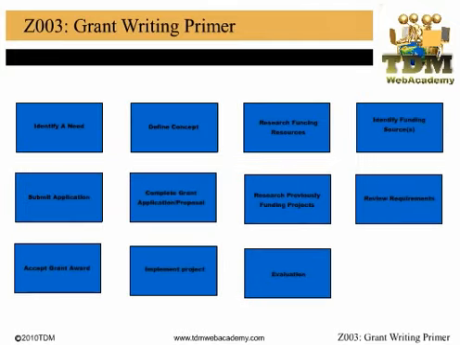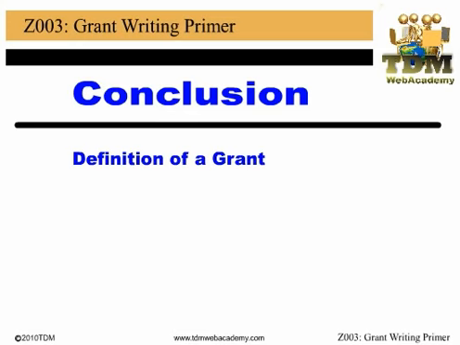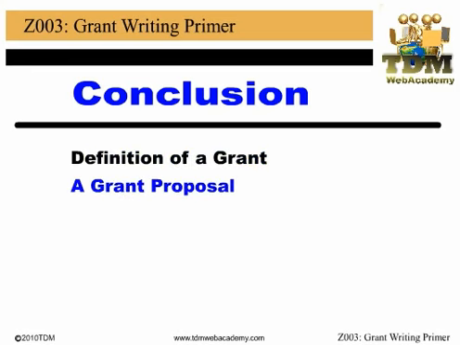Now we will conclude our presentation by recapping what we've discussed. In this presentation, we provided an overview of the grant writing process. We discussed the definition of a grant, which means a non-repayment financial assistance, gift or support from a federal agency, private foundation, corporation, or other entity to an individual or organization. In most cases, a grant proposal must be submitted to receive any type of assistance from a grant. A grant proposal is a request in the form of a written document that describes a project or program for which an individual or organization is seeking funding.